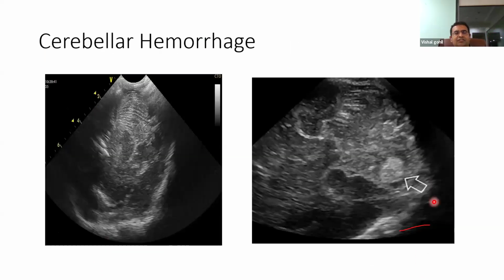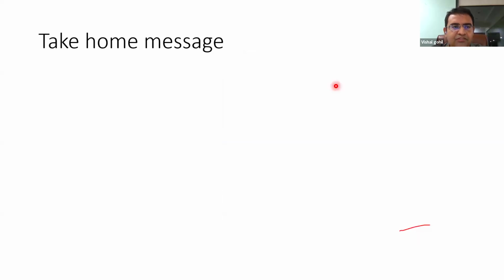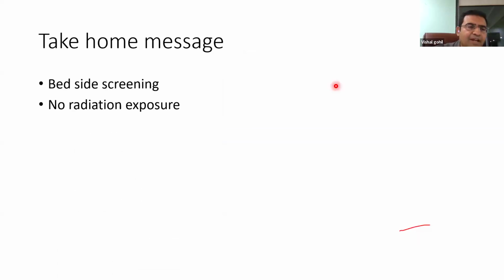And this is your last slide. When you put the mastoid view, you have to rule out cerebellar hemorrhage. This is your normal view. You can see the normal cerebellum over here, and your vermis over here. Once you encounter a hemorrhage, you can see the same echogenicity like we see in the IVH over here. This is your cerebellar hemorrhage. So the take home message from my side is that it is a very useful tool.